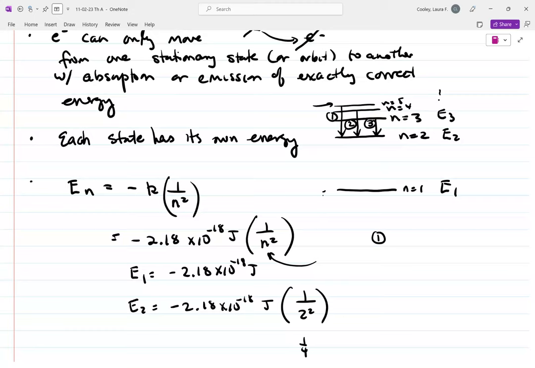One was a violet line, 434 nanometers was the wavelength. Transition 2 was a sort of blue-green line. And it was at, oh, I forgot. I don't have the, I think it's like... I'm going to look it up.